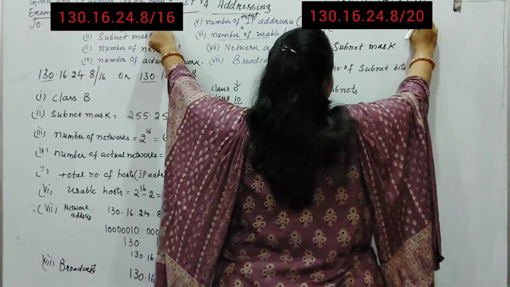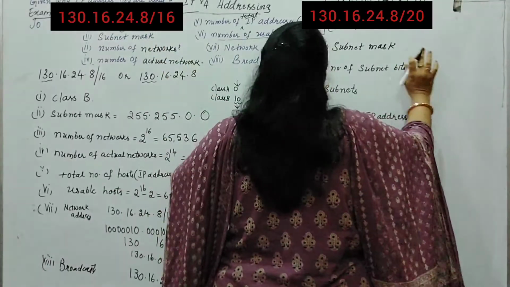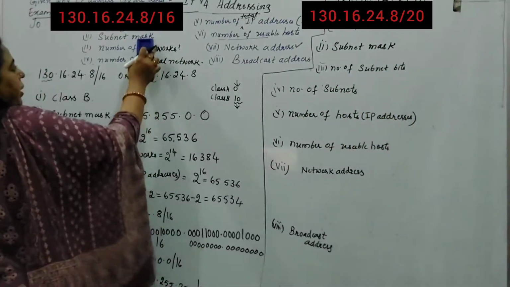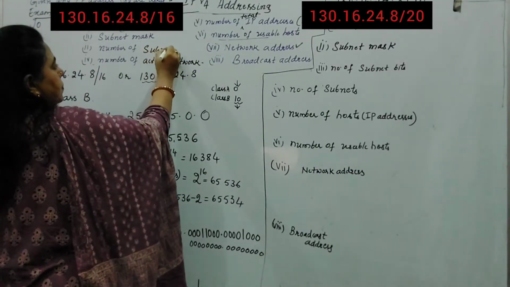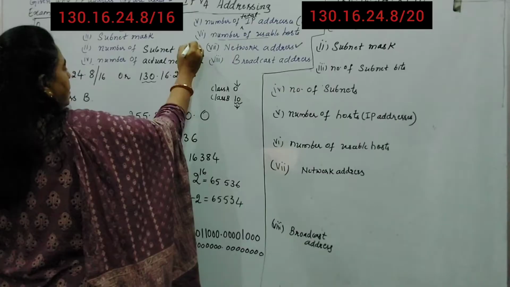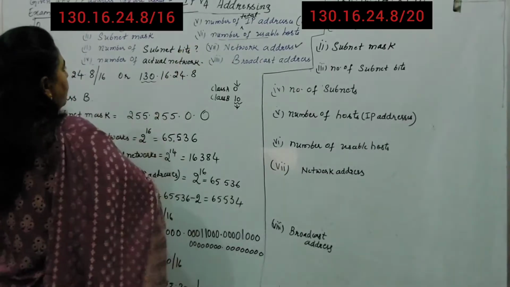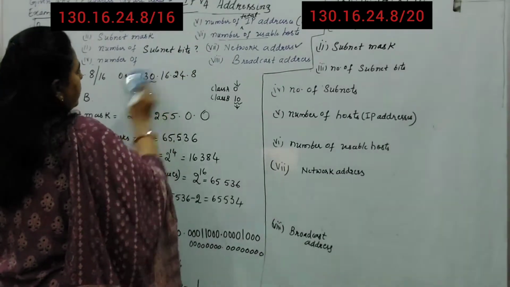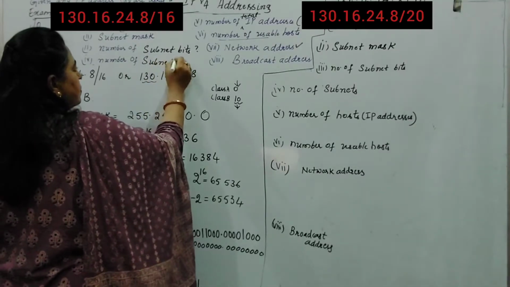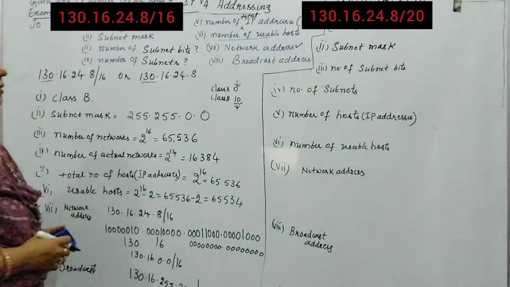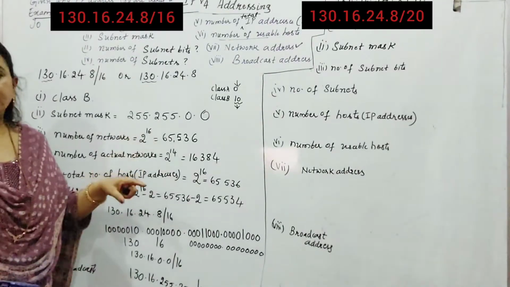I have taken 16 here, I have taken 20. But proceed in the same manner. So instead of networks, it will be what? Number of subnet bits will be asked. So every time I am changing here for that reason only. And number of subnetworks will be asked. Number of subnets. So these two will be the difference here in the question.